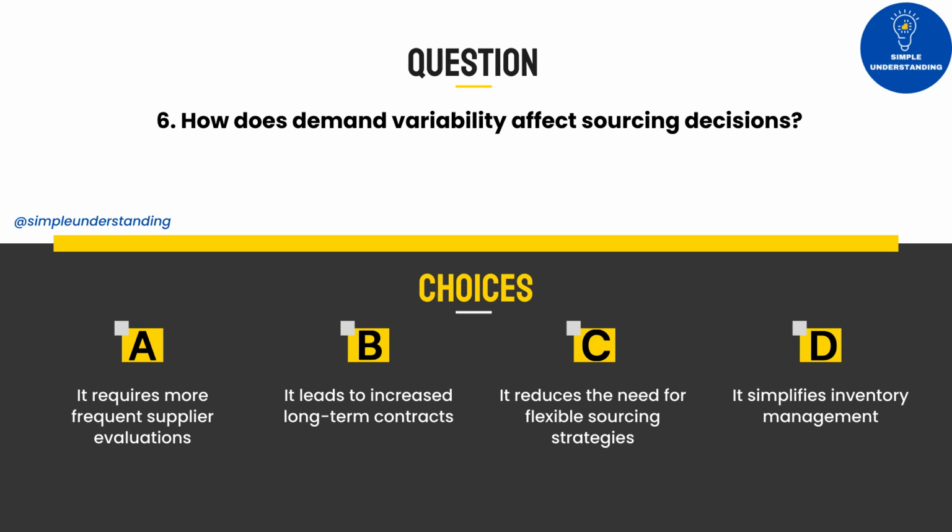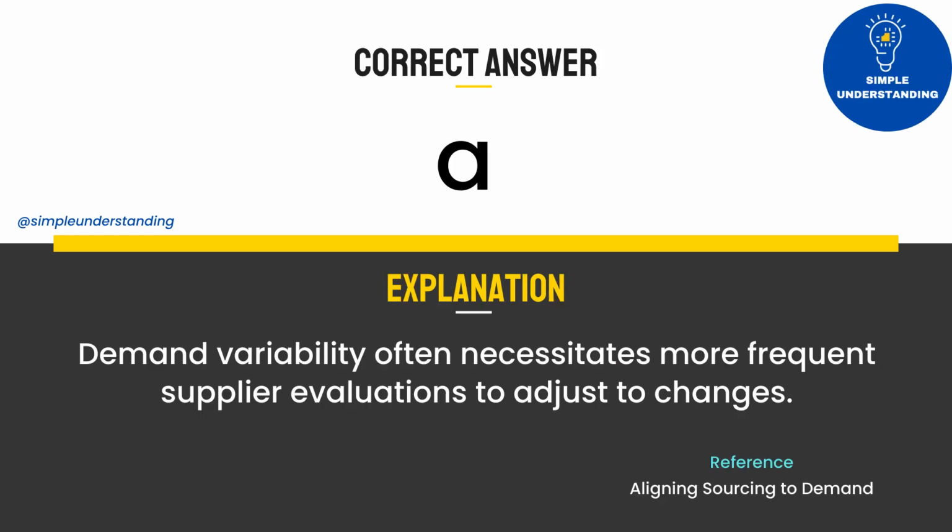6. How does demand variability affect sourcing decisions? A. It requires more frequent supplier evaluations. B. It leads to increased long-term contracts. C. It reduces the need for flexible sourcing strategies. D. It simplifies inventory management. Correct answer, A. Explanation. Demand variability often necessitates more frequent supplier evaluations to adjust to changes.